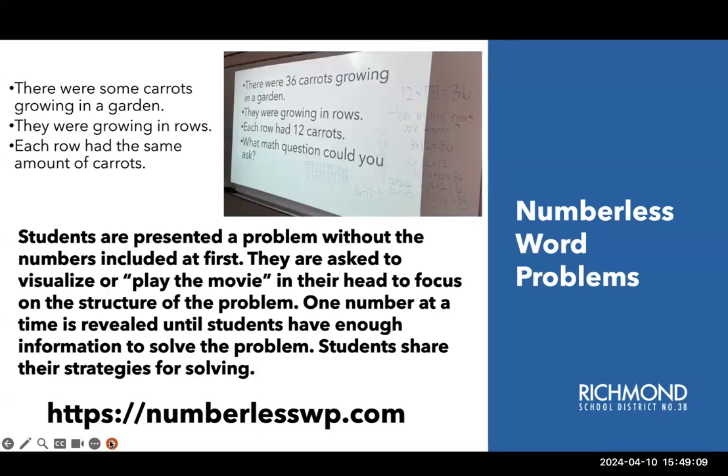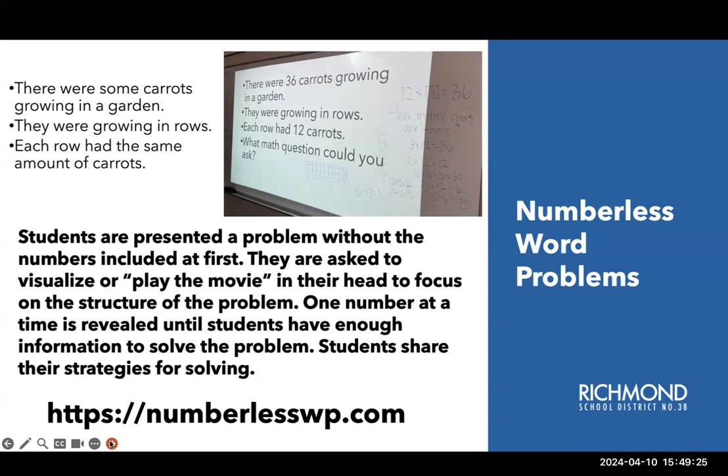And that's quite difficult for many students, especially when they're used to being provided with the question all the time. So that's one of the lovely things about numberless word problems, is it really gets students thinking about those operations and about the mathematical structure.